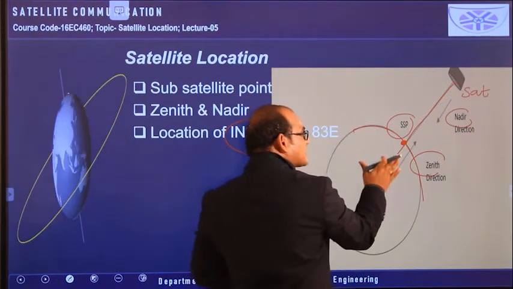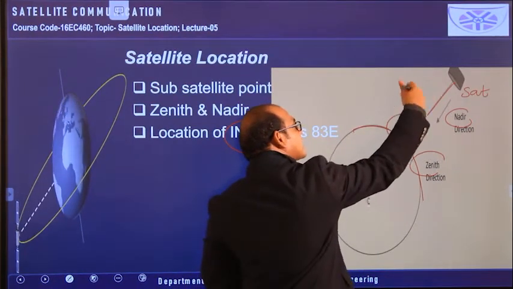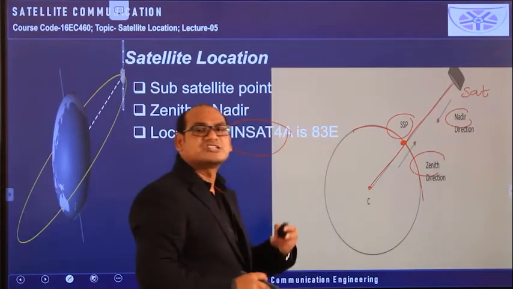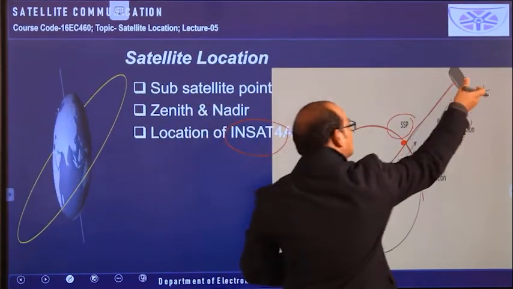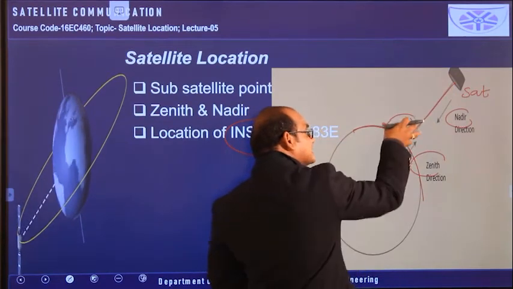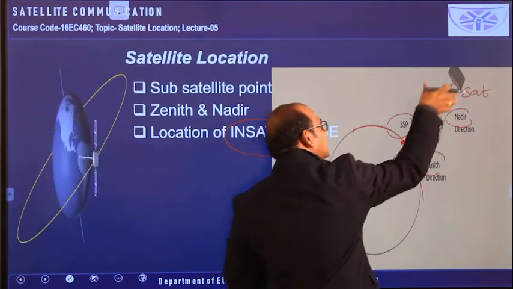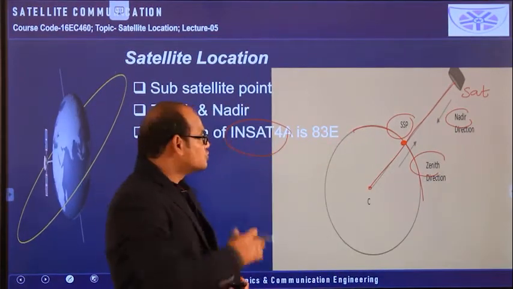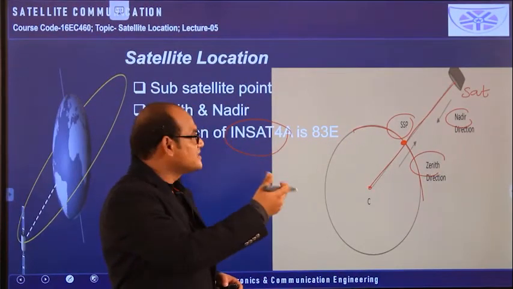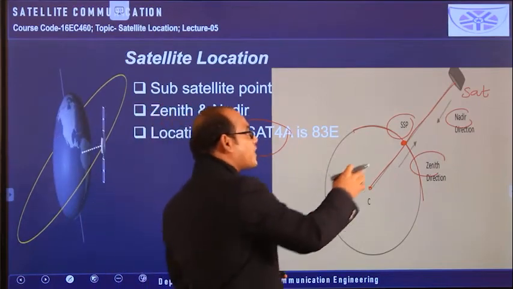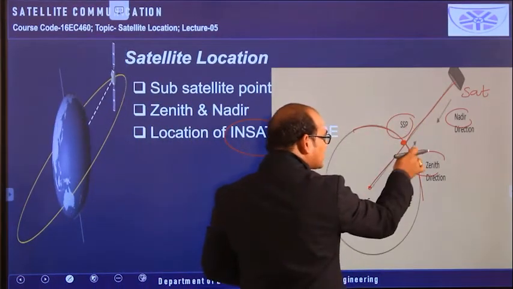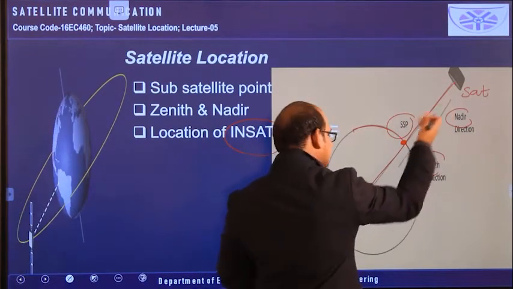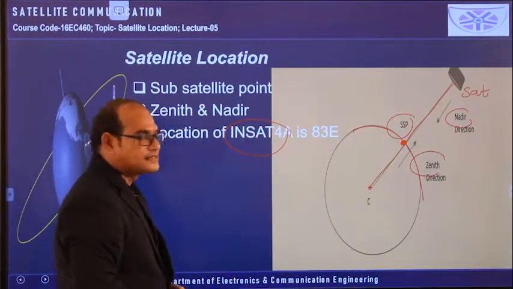If you see from the subsatellite point, the satellite is above it. That direction is called zenith. Zenith is nothing but the highest position. And from the satellite, if you look towards the subsatellite point, it will be below the satellite. That is called nadir. Nadir means the lowest point. So zenith means highest point, nadir means lowest point, and the subsatellite point is the point of intersection of the earth surface with the line joining the center of the satellite and the center of the earth.